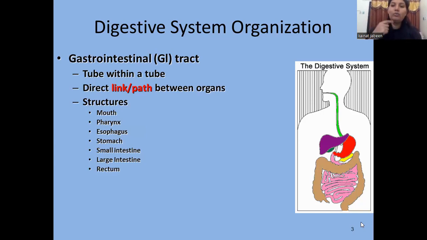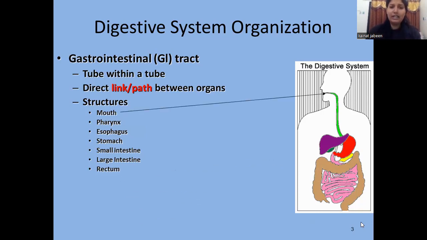Now we have to talk about the GIT, gastrointestinal tract, or GI tract. It is a long tube that starts from your mouth and ends at your rectum. The organs involved are the mouth, the first one, then pharynx, esophagus, stomach, small intestine, large intestine, and the rectum. These are the organs that are involved in the digestive system.